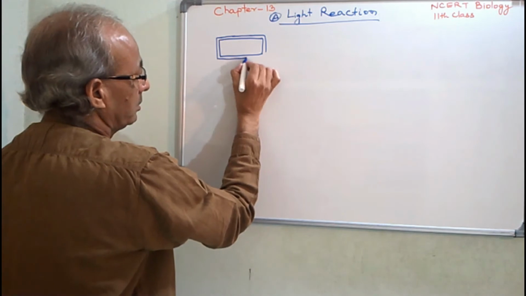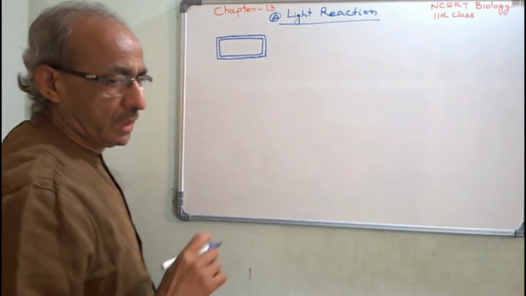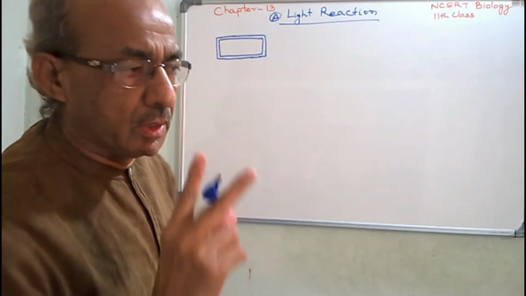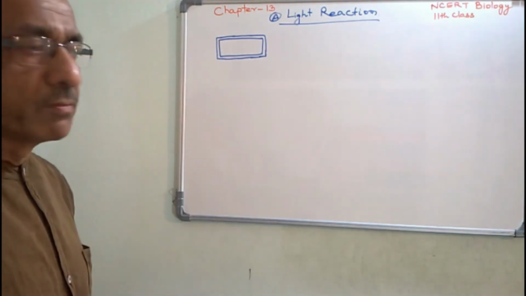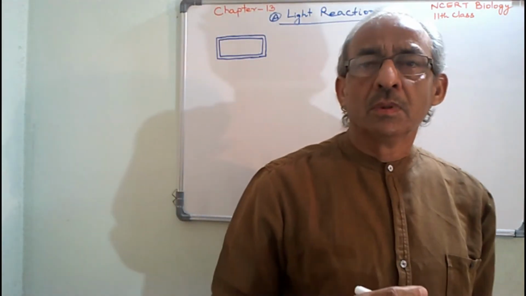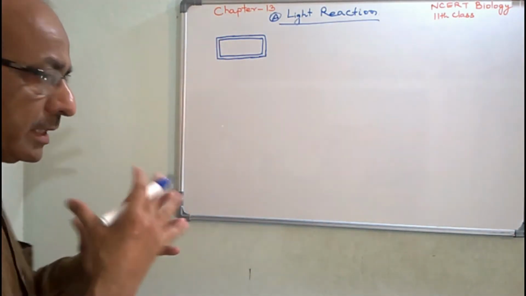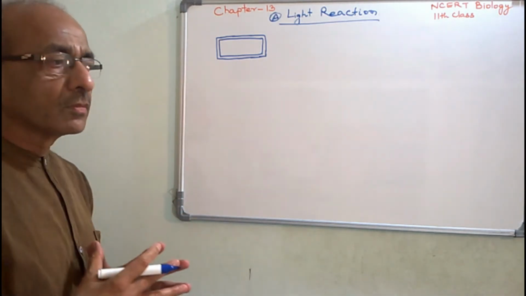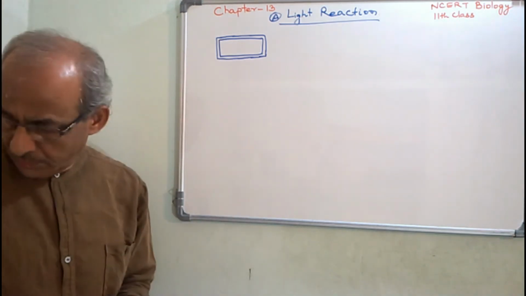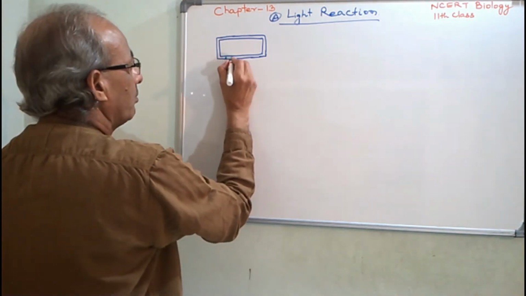During last session, we somewhat discussed the arrangement of pigments in two types of photosystem. On thylakoids, the pigments are arranged in a certain pattern. The arrangement of pigments on thylakoids is called light harvesting complexes.